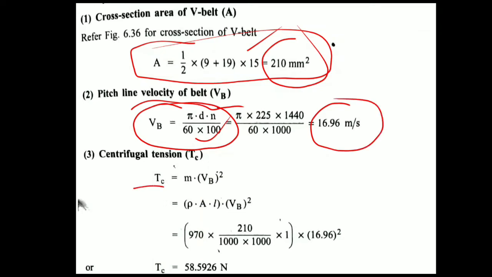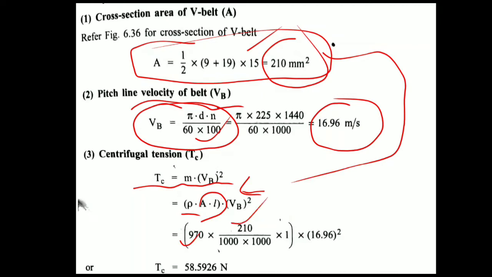Next step is centrifugal tension. Instead of mass, we have to take density into volume. So density is rho and volume is area into length, correct? Now area is directly calculated, so that area we need to use, that is rho is 970, area is 210 mm square, therefore divided by 10 raised to 6, into 1, and the velocity we have calculated. So through which we'll get the centrifugal tension 58 point something Newton.